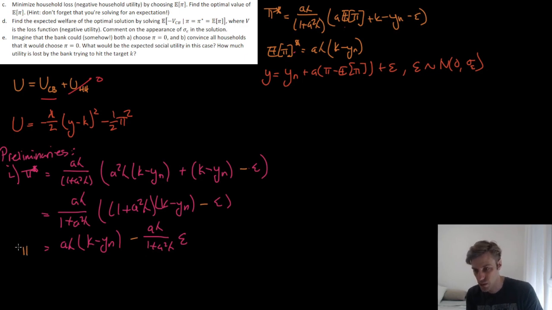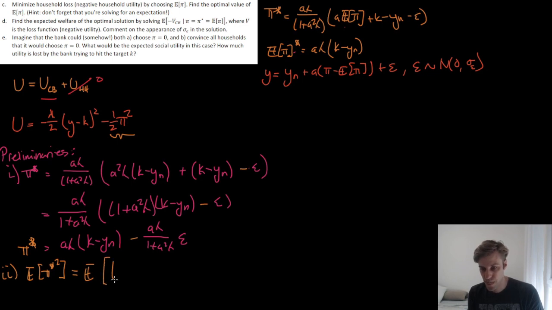Okay, so that's our pi star, which is very nice. And we can go one step further. We can ask, preliminary 2, what is the expected value of pi star squared? Because that's the number we're really interested in, because that appears here. So what we need to do is square this and take the expected value. So the expected value of the quantity a lambda k minus yn minus a lambda 1 plus a squared lambda epsilon, all squared.